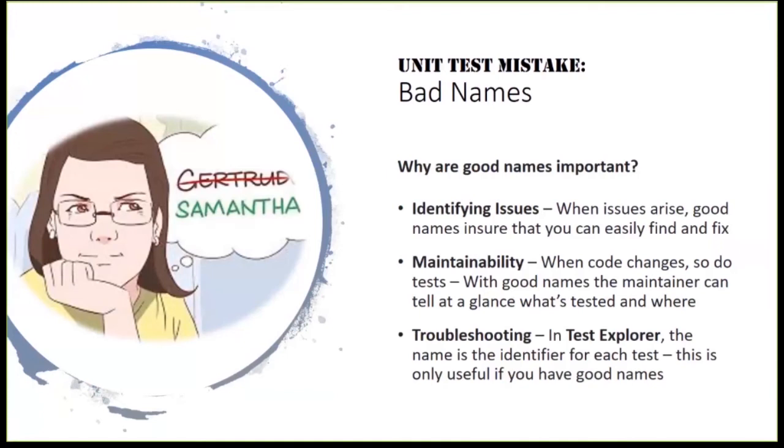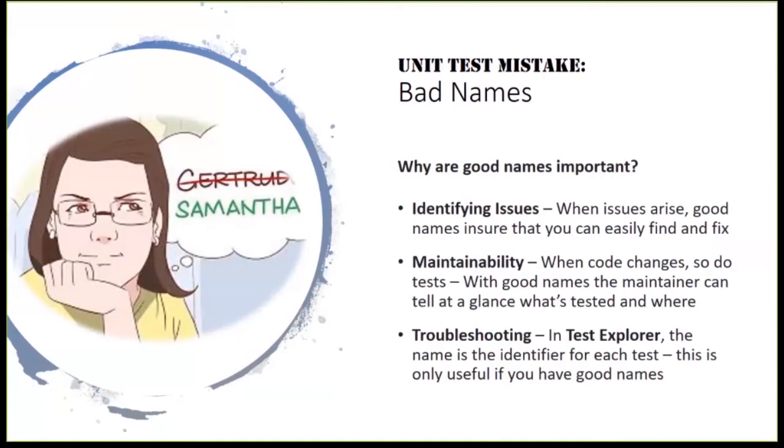It allows you to identify issues. When issues arise, that's the whole point of the unit test, right? You want it to fail when something's changed and it's not right. You need good names to ensure that you can easily find and fix it, okay? What failed? Why? Without having to go through the code in detail, the name should be very clear.